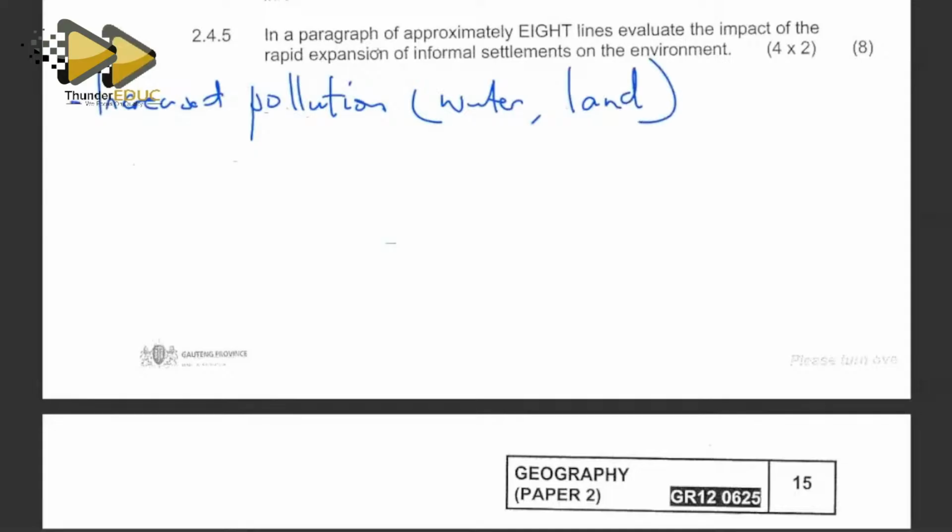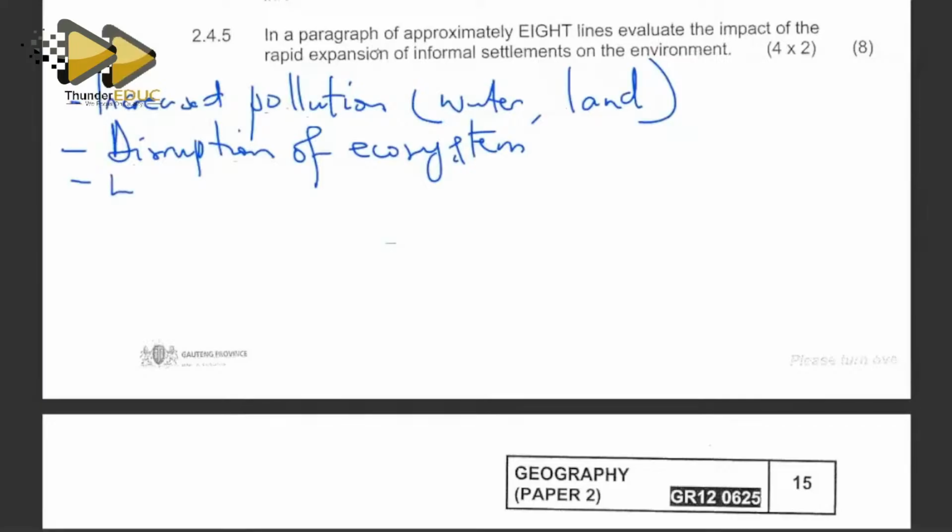We can look at things like increased pollution. The environment is polluted. This comes in the form of water and also land pollution. And we can also talk of disruption of ecosystems. As people invade new places, they also disrupt the ecosystems. And also we can talk of loss of natural habitat, because of the expansion into the habitats for the need of land to establish the informal settlements.